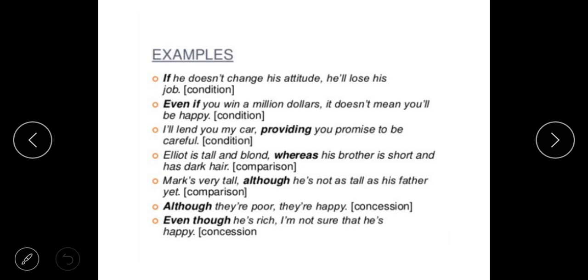Mark's very tall, although he is not as tall as his father yet. So what is it doing here? यहाँ पे although दोनों को क्या कर रहा है? दोनों clauses को join कर रहा है. And although showing the contrast here. Mark लंबा है, Mark's very tall. Although he is not, लेकिन वो अपने father जितना लंबा अभी भी नहीं है. Even though he is rich, I am not sure that he is happy. Again, even though भी हमें क्या बता रहा है? Concession बता रहा है. Okay. Result के साथ concession भी है कि वो बहुत rich है लेकिन happy नहीं है.